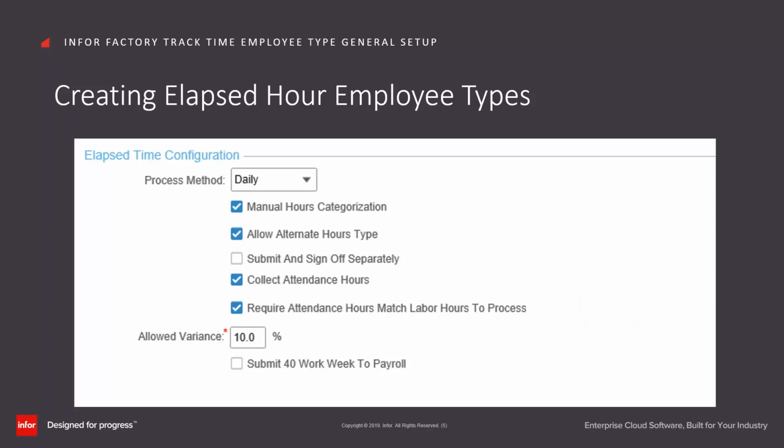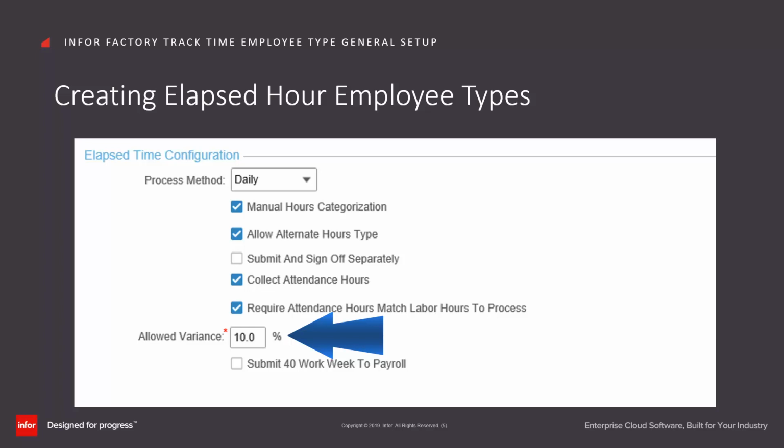You can also enter a value in the allowed variance to set a threshold within which labour or attendance will be adjusted to eliminate any variances. The allowed variance is stated in percentage points. A 10% allowed variance means that the attendance variance on 10 hours of labour is plus or minus 1 hour.